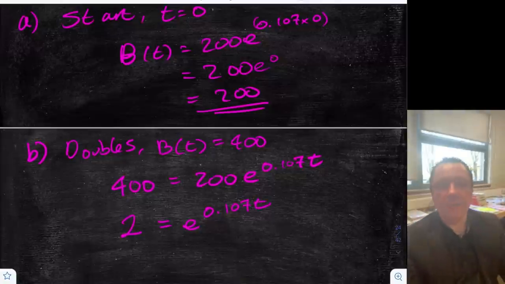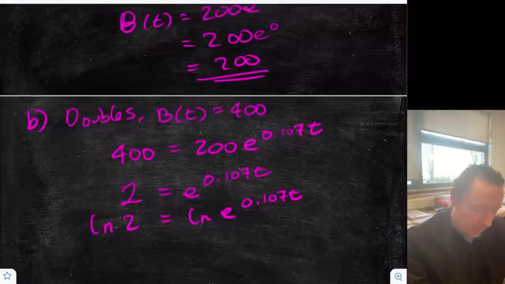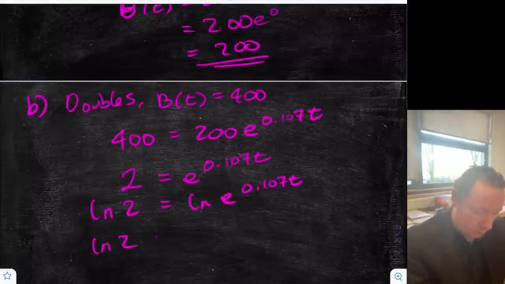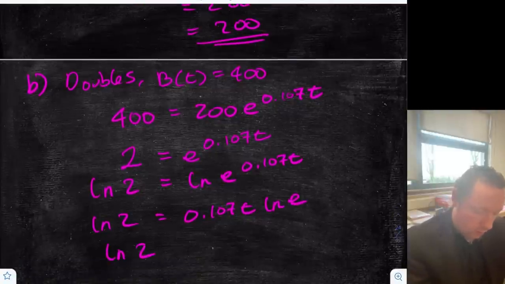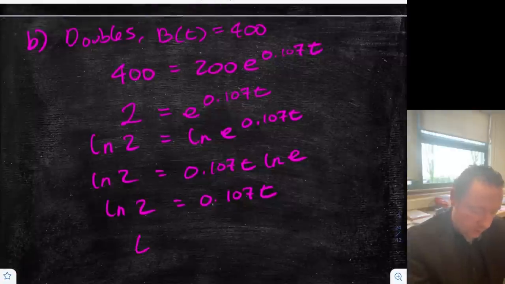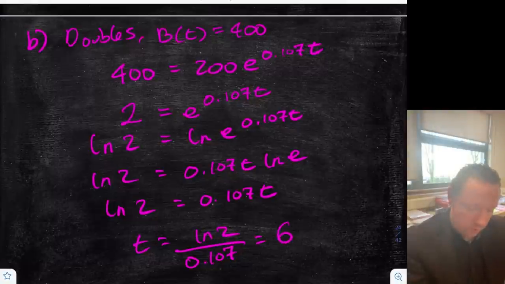Now we can take the natural log of both sides. So log e of 2 equals log of e to the 0.107t. Taking it down as a power, you get log 2 equals 0.107t times log e of e, which is just 1. So log 2 equals 0.107t. Divide through by 0.107, t equals log 2 divided by 0.107. Get your calculator out and you will get about 6.48, so 6.48 hours, because hours was our unit of time.